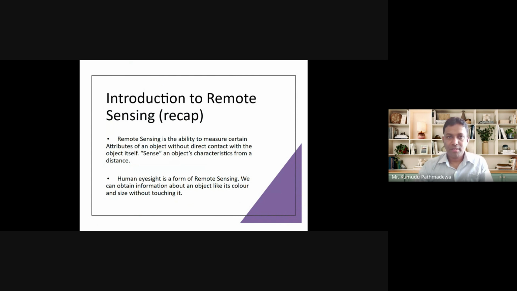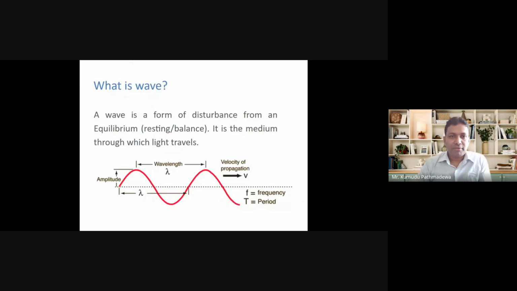Okay, then what is a wave? To understand how remote sensing works, we must first understand waves. A wave is simply a disturbance that carries energy from one place to another. Light, sound, ocean waves, we can get those as examples. In remote sensing, we are especially interested in electromagnetic waves, as they are the medium through which energy travels from the earth to the sensor.